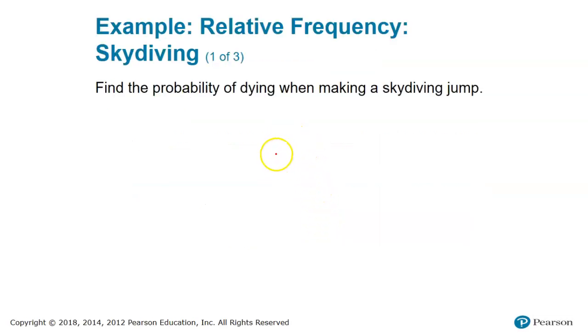Okay, so here's an example of relative frequency with skydiving. We want to find the probability of dying when making a skydiving jump. And I really didn't intend for so many problems to talk about dying today, but these were some examples that I came up with here.